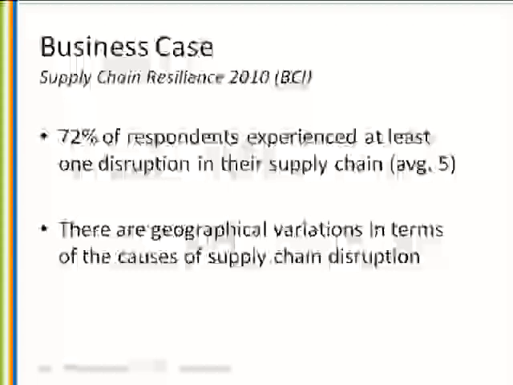And what was also interesting about it was there were a number of geographical variations in terms of the causes of those supply chain disruptions. So for instance, in the U.S., many of the causes were attributed to health and safety incidents. In Asia Pacific, civil unrest and environmental incidents featured much higher. And even in Central and Latin America, cyber threats and terrorism ranked very highly.